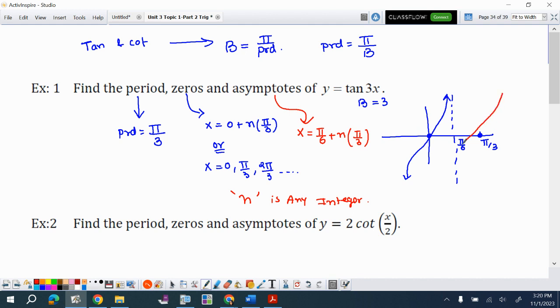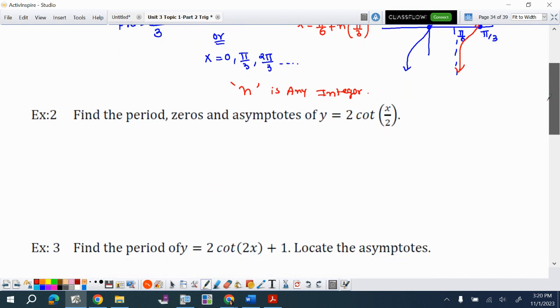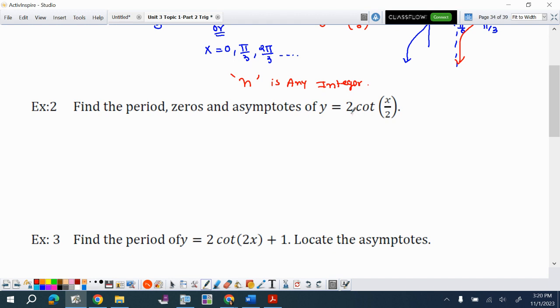So the next graph will look like this. It's not that bad. We need practice, so let's practice some more. Cotangent. So b is 1 half. What will be the period? Period is pi over b, which is 1 half, which will give me 2 pi.